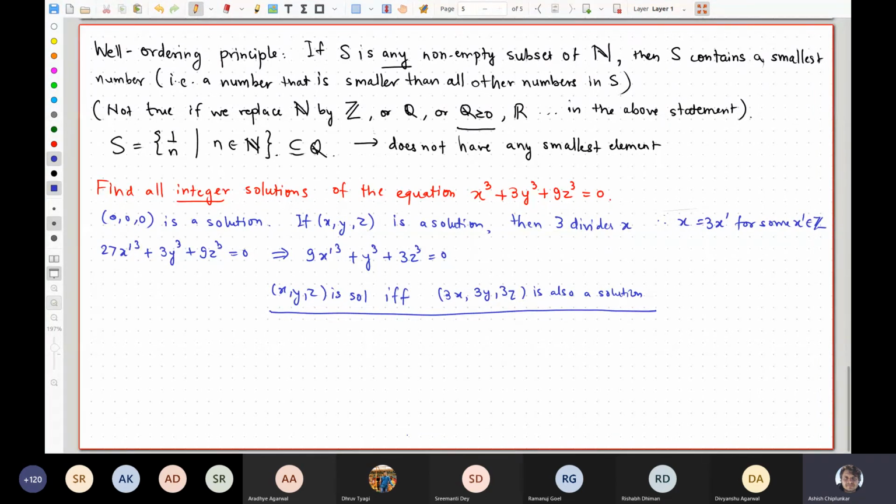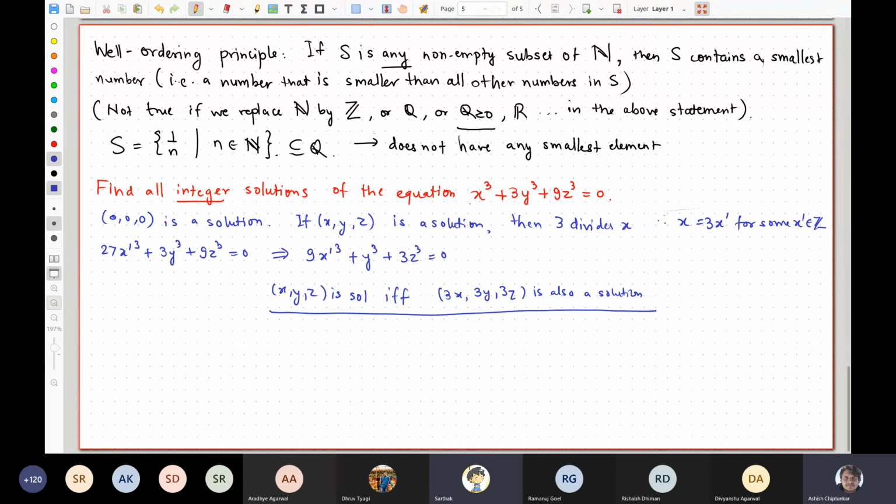Sir, the last implication implies that y, z, and x prime is also a solution. Like here what we have proved over here. Yes, you are right. So we'll write y, z, and x prime is also a solution. But as x prime is x by 3, eventually we are decreasing the solution set. Like the triplets, we are decreasing the triplets by 3.